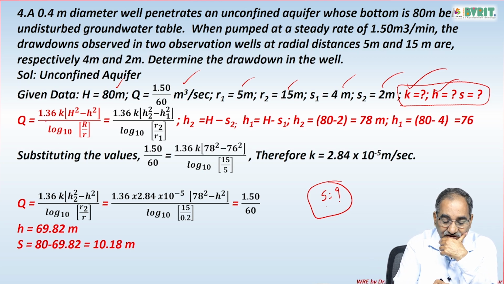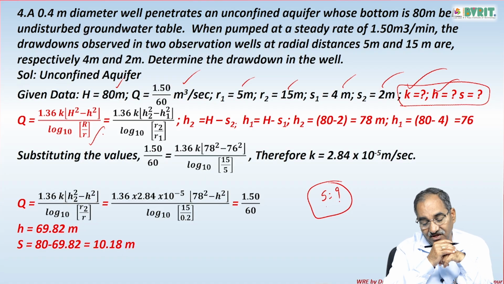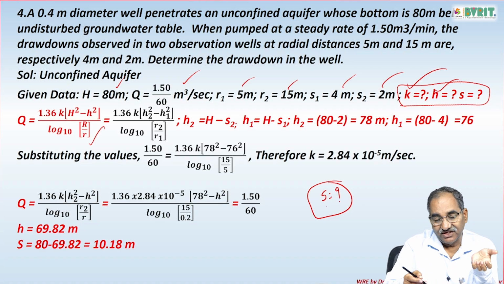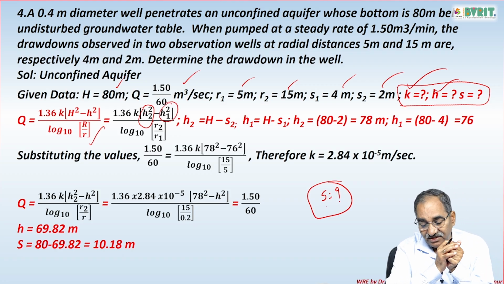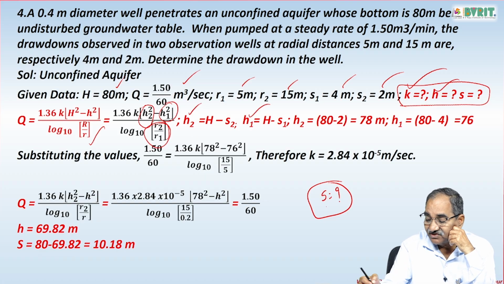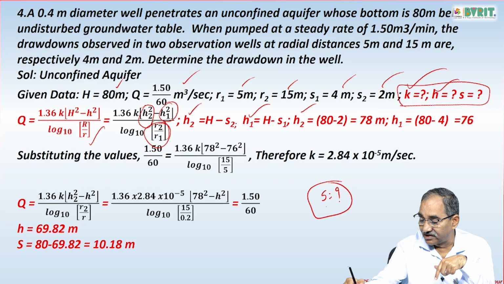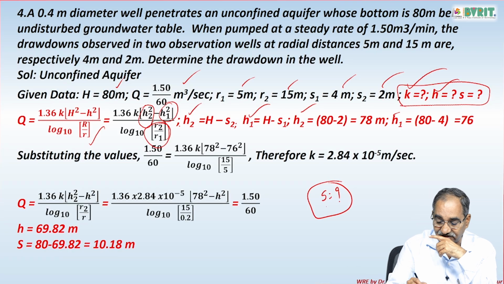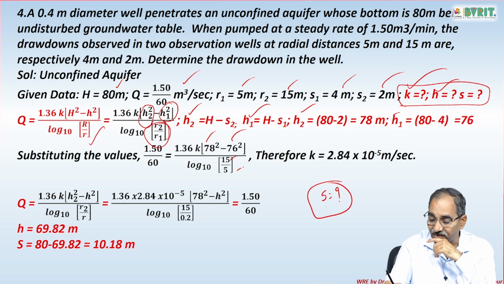So what I have done: 1.36 into K into (H square minus h square) by log 10 base R by r. So instead of H square minus h square, I used the observation well data: h2 square minus h1 square divided by log R2 by R1. That is also right. So then what is h2? What is h1? I calculated the same thing so that I can substitute here. The same thing, h2 square minus h1 square, log R2 by R1, I used. Then I found the K value.